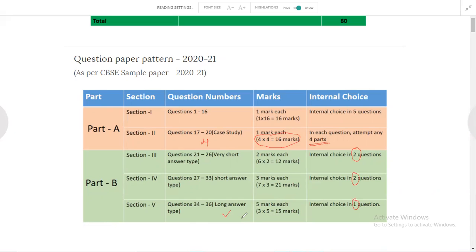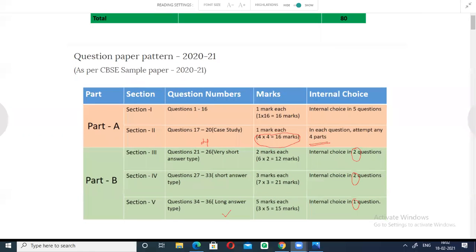As per the sample paper, 1 question will be from mensuration solids, the second from the application of trigonometry, that is heights and distances, and the third from either linear equation word problem or quadratic equation. So this is the type of question paper and mark distribution for the current academic year.